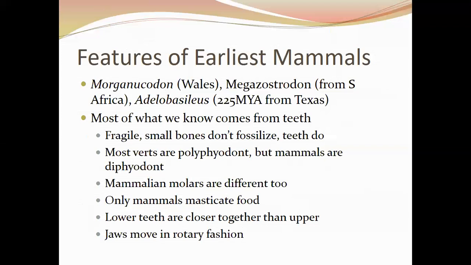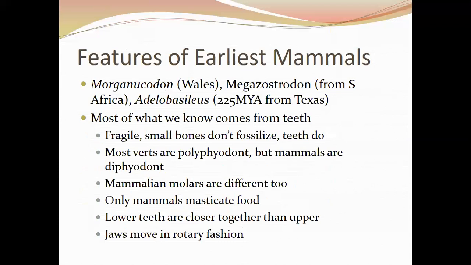Most vertebrates we've talked about so far that have teeth are polyphyodont, meaning that they replace their teeth constantly throughout their lifetime, but mammals are diphyodont. They replace their teeth only twice. Which, when you think about yourself, you're like, well, yes, there's baby teeth and then adult teeth. This makes sense. We also know that mammalian molars are very different from most of the other molar teeth. There is a difference in the number of roots that they have.